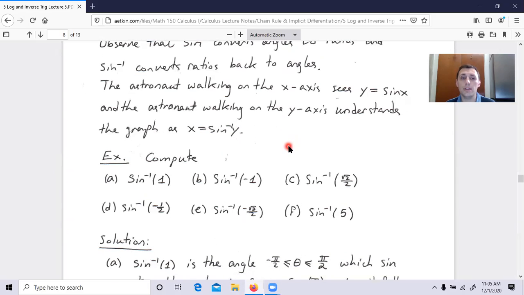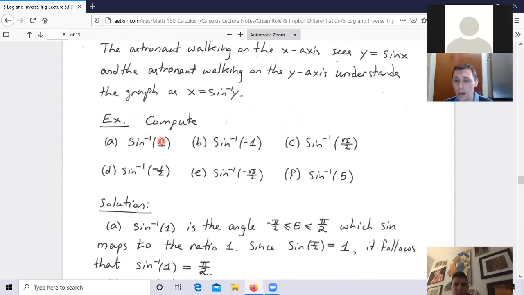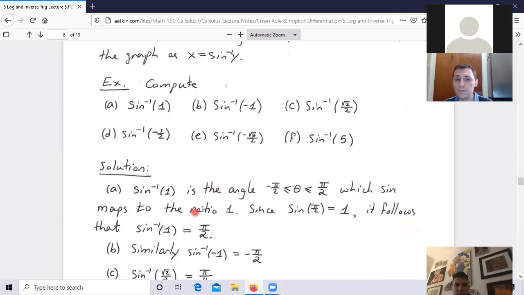Now let's see what sine inverse of 1 is. We are just asking what radian angle will be mapped to the ratio of 1. And you know only one thing can work, correct? What is sine inverse of 1? It is pi over 2. Clear? Now, what is sine inverse of minus 1? What angle between minus pi over 2 and pi over 2 included could give you minus 1? Clearly, the answer is minus pi over 2.